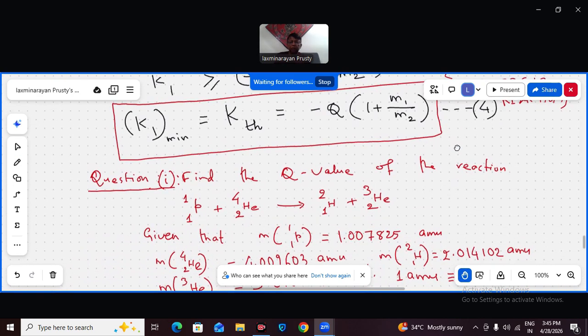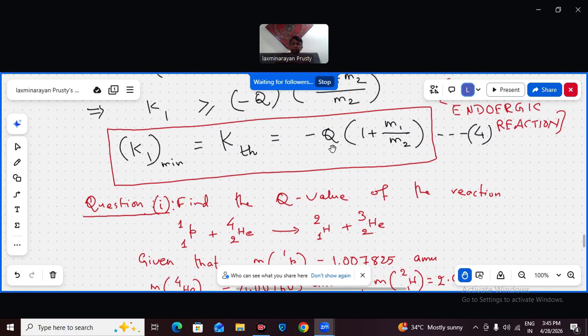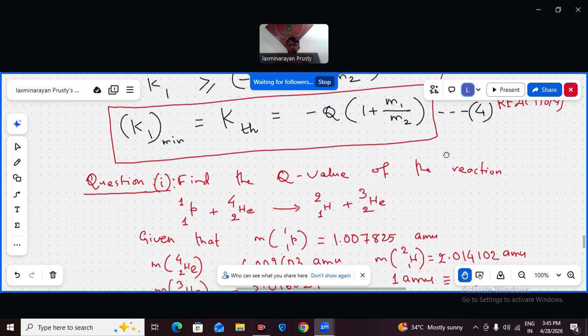Okay. If M1 is smaller than M2, it is some K threshold. If M1 is greater than M2, the threshold will be much bigger than this. Yes sir, that's a simple thing to observe.